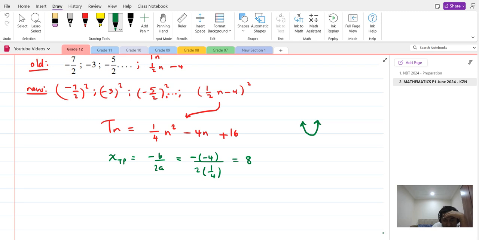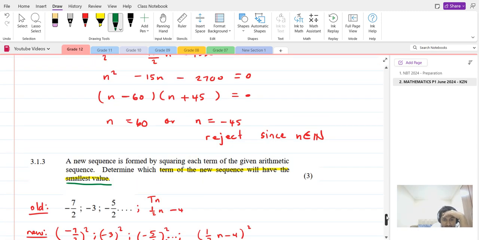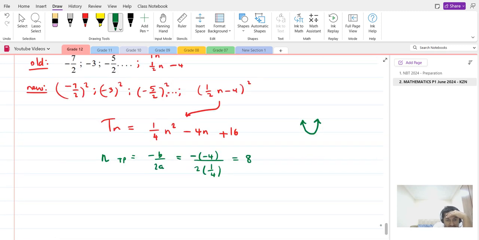Now you take the value of 8 and you substitute it into, remember we're saying xtp, not really xtp, it's like n. Your variable is n, so you're going to say n turning point is at 8. So you're going to substitute 8. The 8th value will be the minimum. Determine which term of the new sequence will have the smallest value. Which term? So term 8 will have the smallest value.